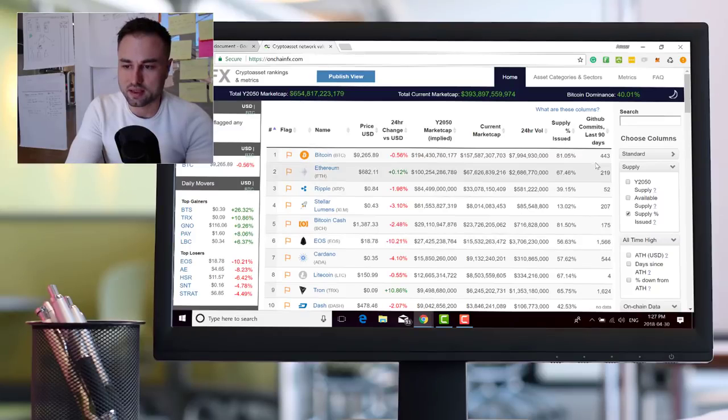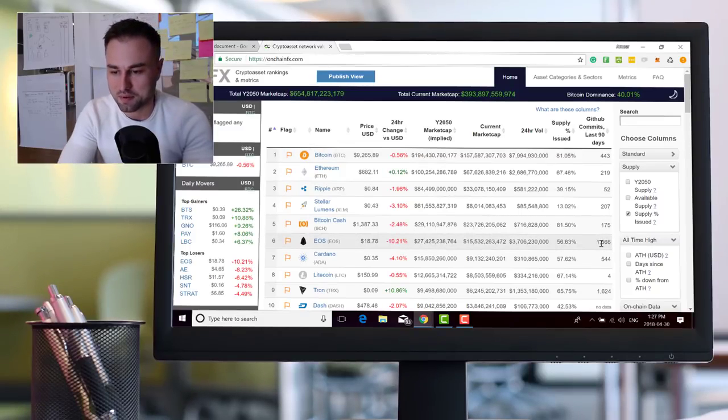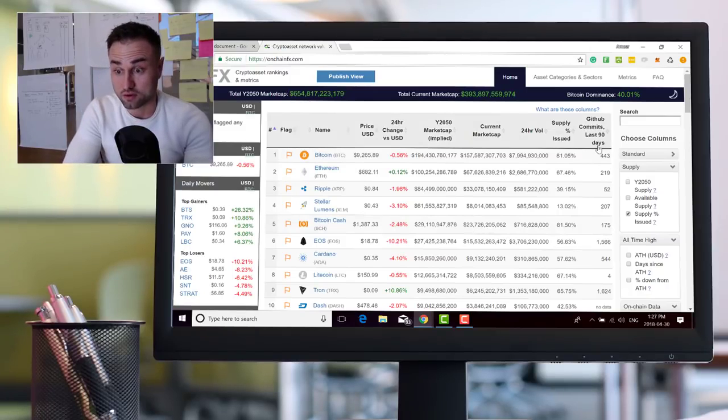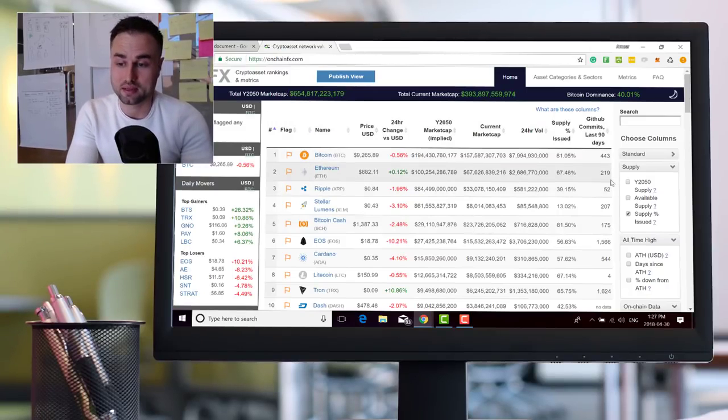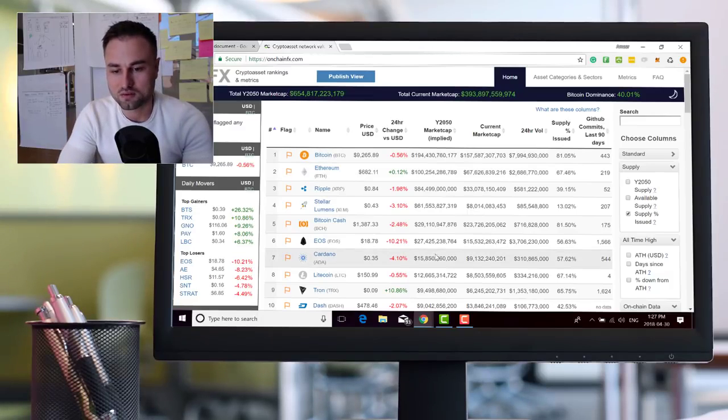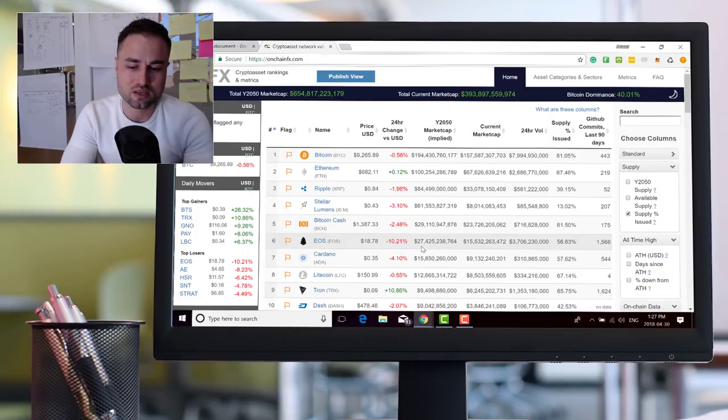But the cool thing is, if you look at GitHub, in the last 90 days they have about 1,500 commits. Oh no, sorry, that's not lines of code, that's their commits. They have 1,500 commits on GitHub. Ethereum has 219. Oh, Bitcoin's been doing a lot, 443. I love this site, way better than CoinMarketCap, OnChainFX. That's a solid website. So I'm looking at something that hasn't launched yet, $27 billion. It's at 18 bucks.